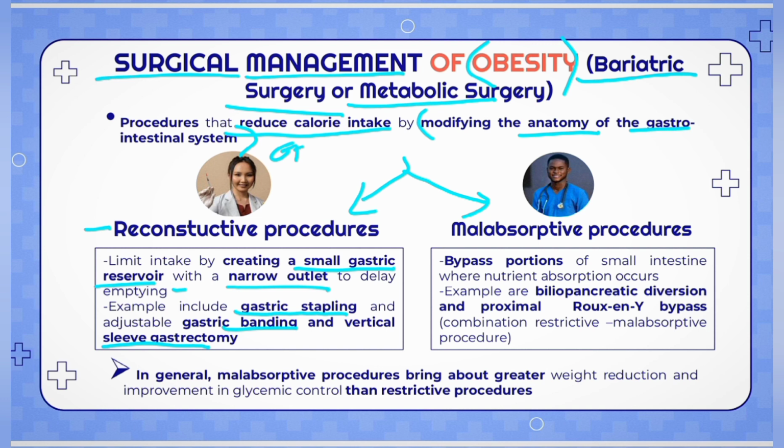In malabsorptive procedure, we will bypass the portions of the small intestine where the actual nutrient absorption occurs. The examples of these malabsorptive procedures are biliopancreatic diversion and proximal Roux-en-Y bypass surgery. In general, it is noted that the malabsorptive procedures are better. They bring greater weight reduction and improvement in glycemic control as compared to a restrictive procedure.